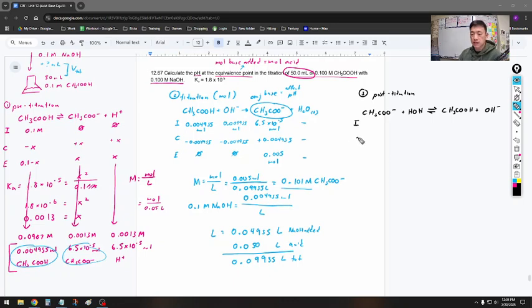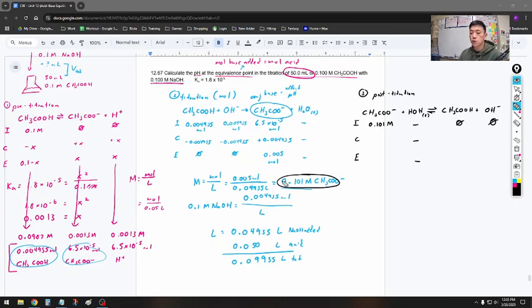Okay, so we're going to set up an ICE table for that, and at the end of this, we'll have the numbers that we need in order to calculate the pH. All right, so our starting concentration of acetate is 0.101 molarity. Water is a pure substance, so we don't need to worry about that for the ICE table. And we're going to put zeros for this.